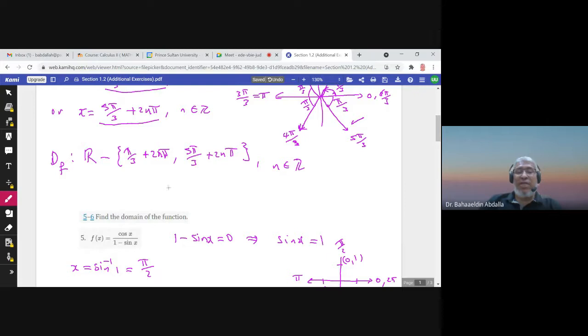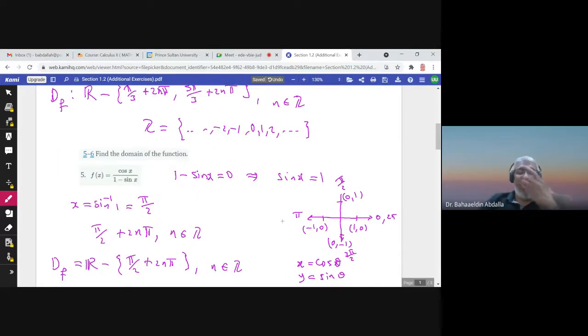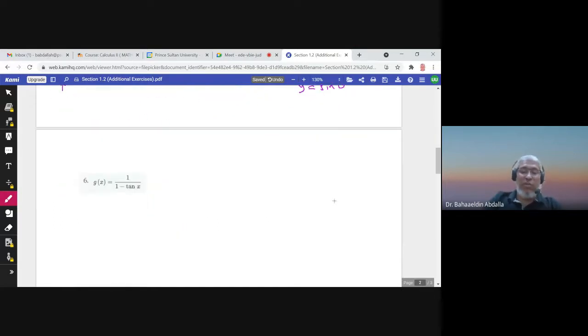Remember that Z, the set of all integers, consists of 0, 1, 2, and so on up to infinity, and -1, -2 up to negative infinity. So n could be positive or negative. You could go in the positive direction or in the negative direction.